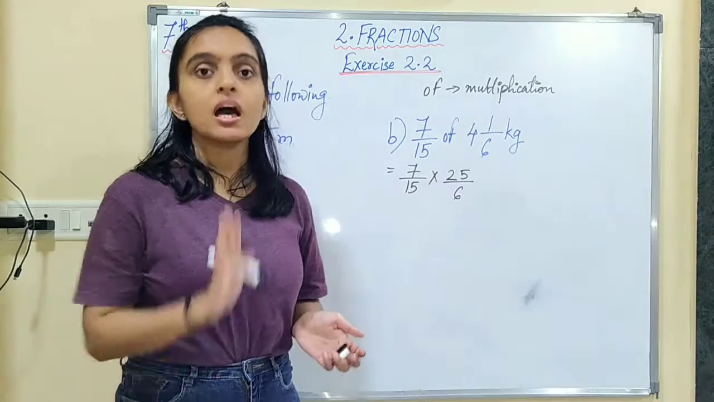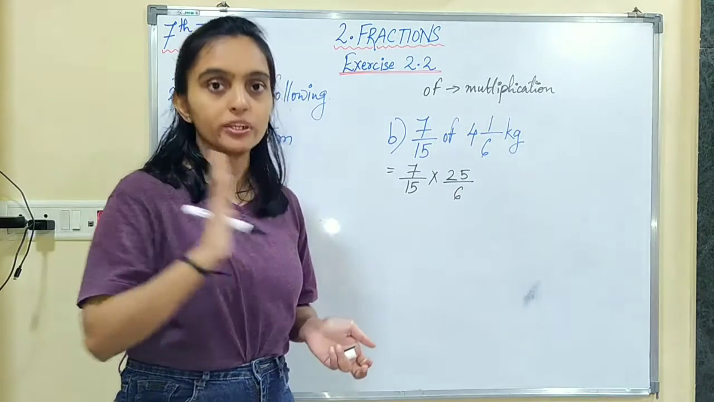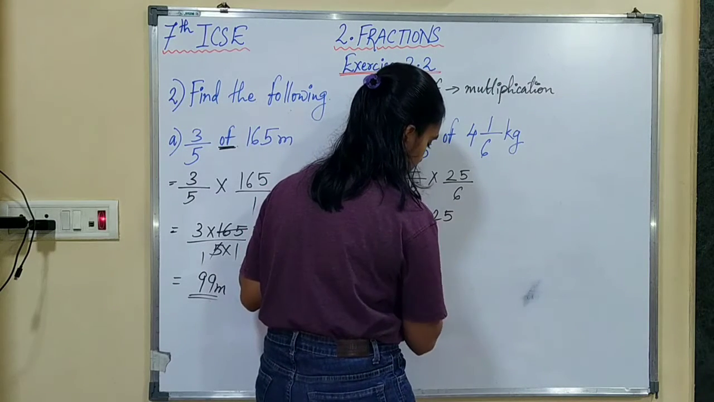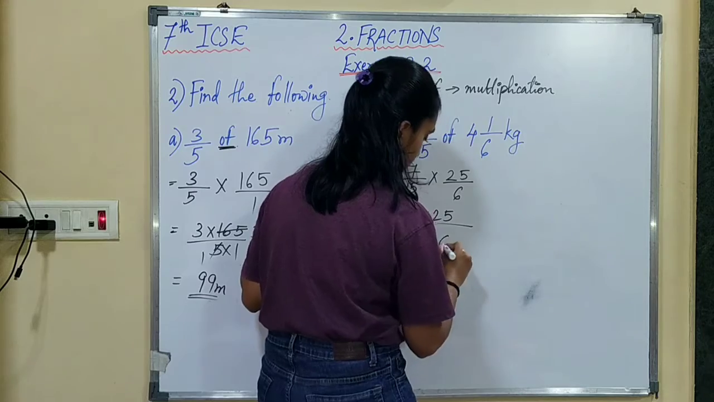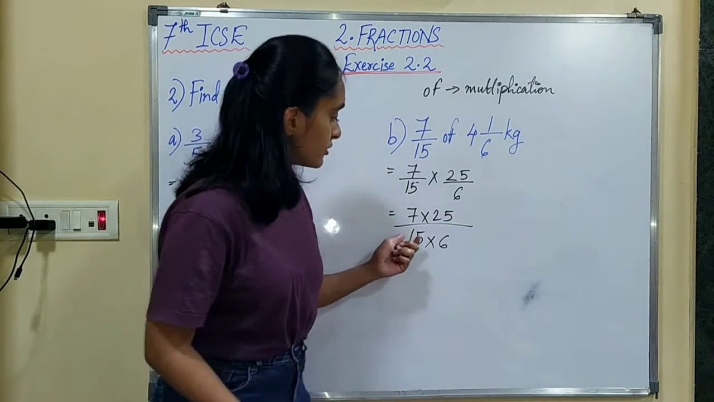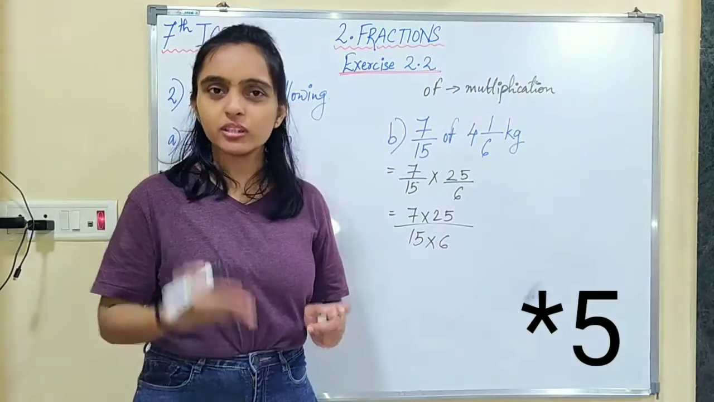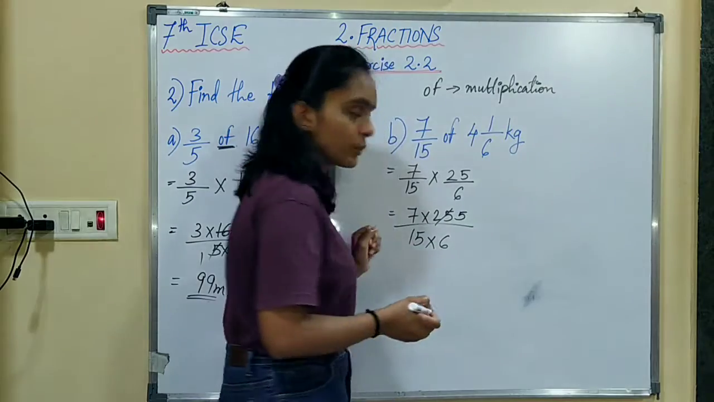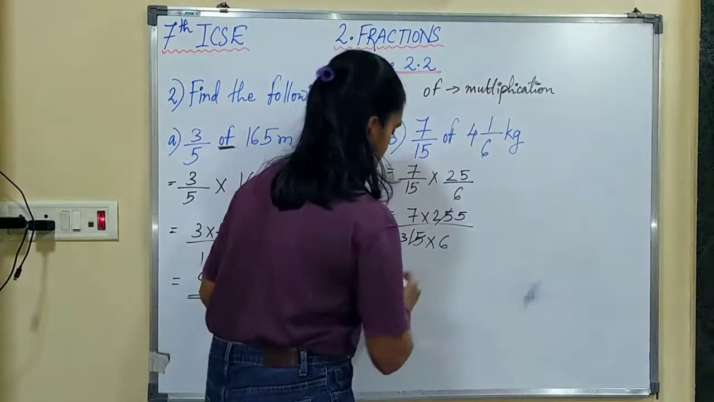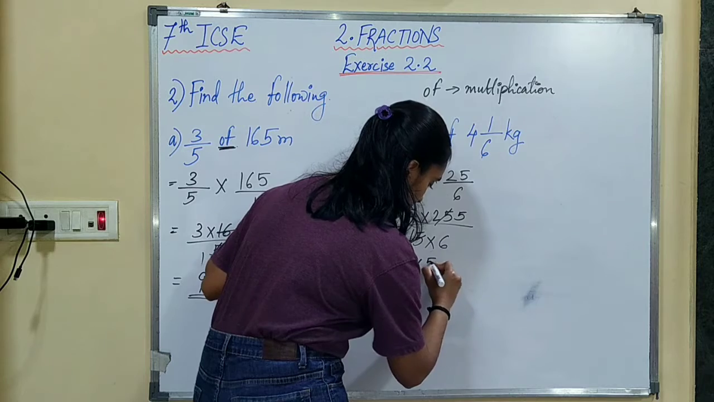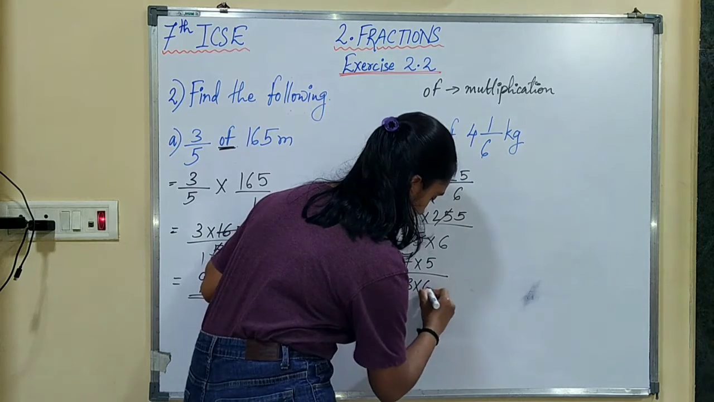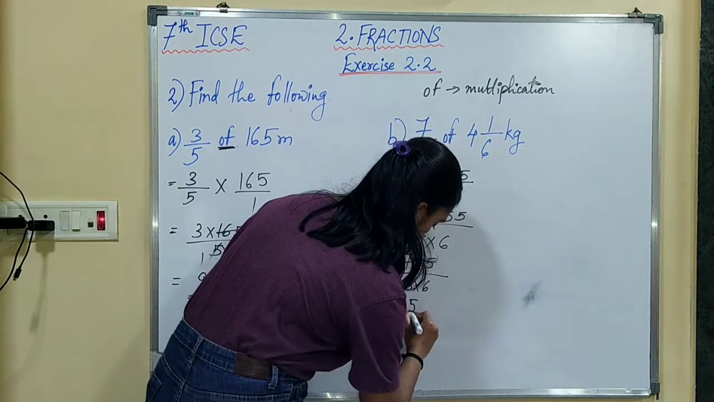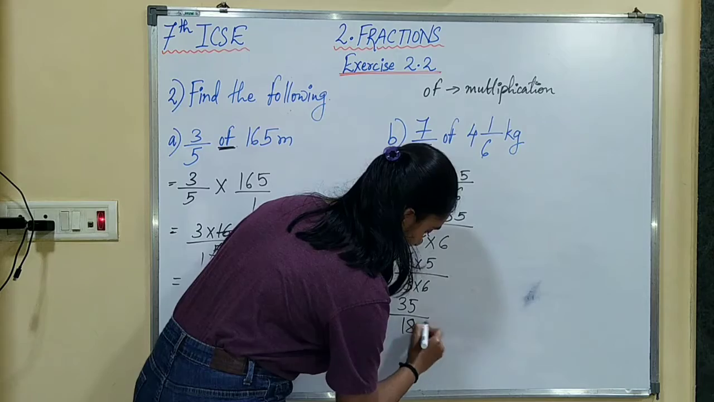Now the same process, multiplying numerator by numerator and denominator by denominator. So 7 multiplied by 25 upon 15 multiplied by 6. But 25 and 15 both are divisible by 5. So first we will reduce it. 5 fives is 25 and 5 threes is 15. So you get 7 multiplied by 5 upon 3 multiplied by 6. So your final answer will be 7 fives is 35 upon 6 threes is 18.